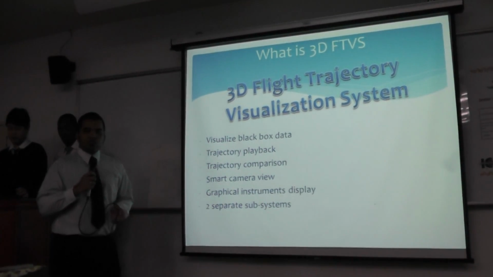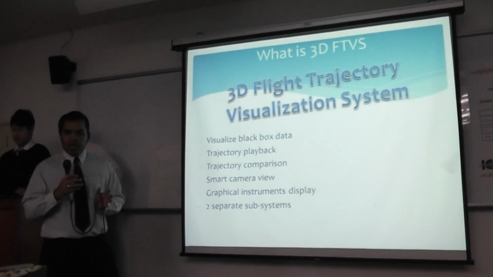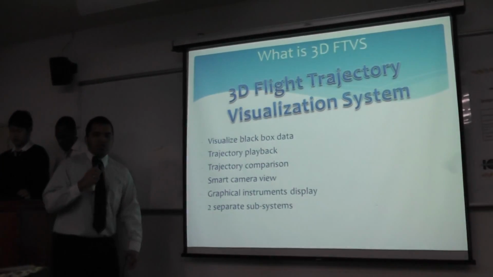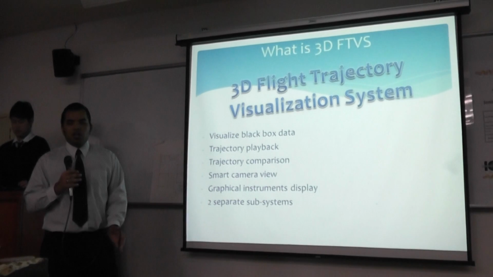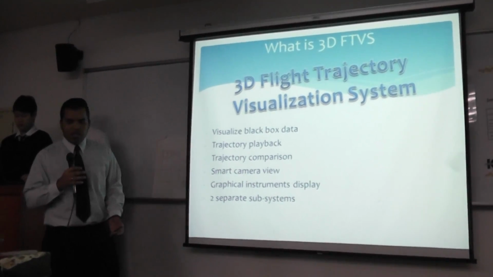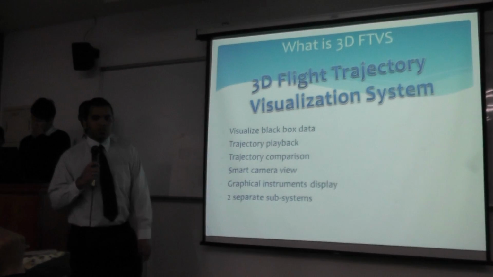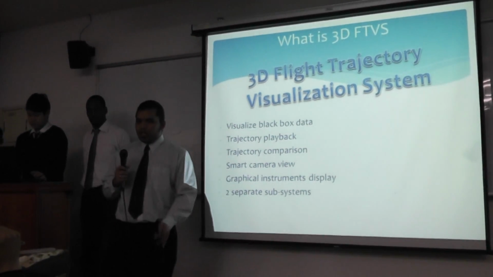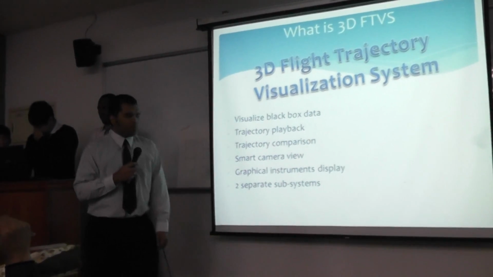We want to be able to take all that data and turn it into a running file, so you can see what the plane is doing, where it's at, and all the information is displayed. We also have trajectory comparison, which is basically showing the predefined path of the aircraft along with its current path, where it's at. We also have the smart camera view, where you are not confined to one view of the aircraft; you can change the view, the zoom, the tilt, or such factors of the plane.